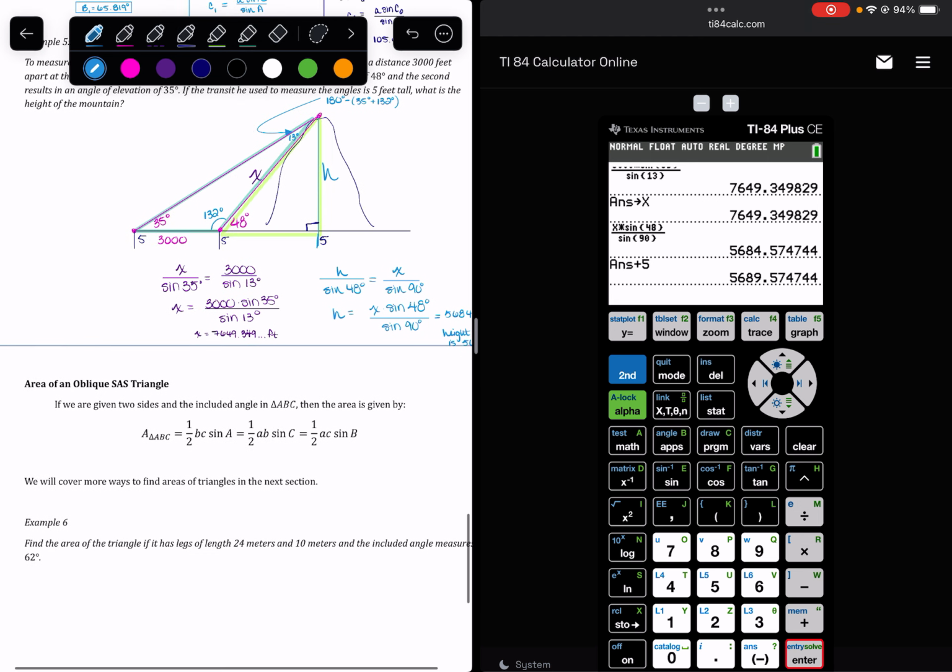I know, it's a lot. Areas of a triangle. This is how you find the area of a triangle when you are given two sides and the included angle. We're not going to get complicated with other scenarios. Just two sides and the included angle, that's the formula you use for an area. Example 6: find the area of a triangle if it has legs of length 24 and 10 and the included angle measure is 62.